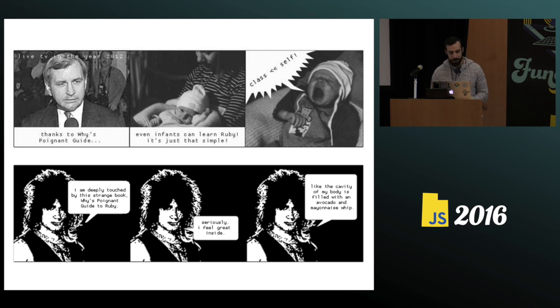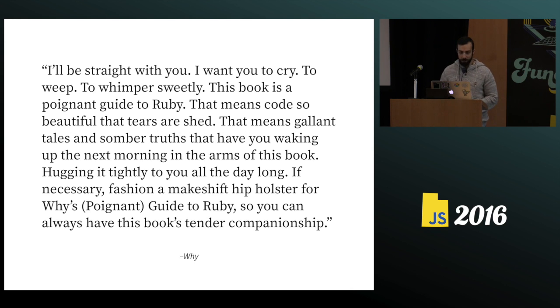Here's a quote from the intro. "I'll be straight with you. I want you to cry, to weep, to whimper sweetly. This book is a poignant guide to Ruby. That means code so beautiful that tears are shed. That means gallant tales and somber truths that have you waking up in the morning in the arms of this book, hugging it tightly to you all the day long. If necessary, fashion a makeshift hip holster for Why's Poignant Guide to Ruby, so you can always have this book's tender companionship." He said that he included an onion with every copy so it would make you cry. He didn't actually.